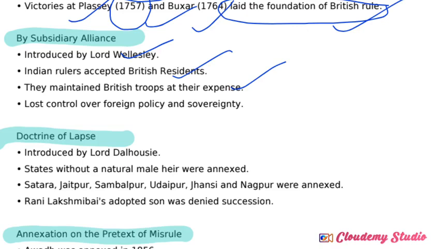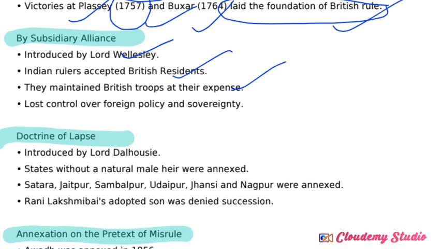Next, loss of control over foreign policy and sovereignty. What happened here under subsidiary alliances? Indians completely lost their sovereignty. Sovereignty means they are able to manage their specific regions, but not like that here. They completely lost the sovereignty, meaning they were ruled by foreigners. That's why we call this condition subsidiary alliances.